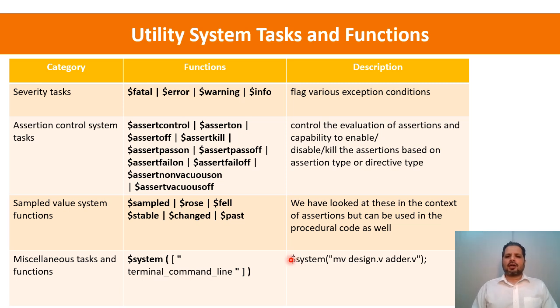So at this point, this is the set of system tasks and functions. The usage information is available in the LRM. As and when you need, you can look up the individual tasks or functions. But what you need to remember is to have a snapshot of the fact that these different categories of functions are available, and that you can make use of them when the need arises.